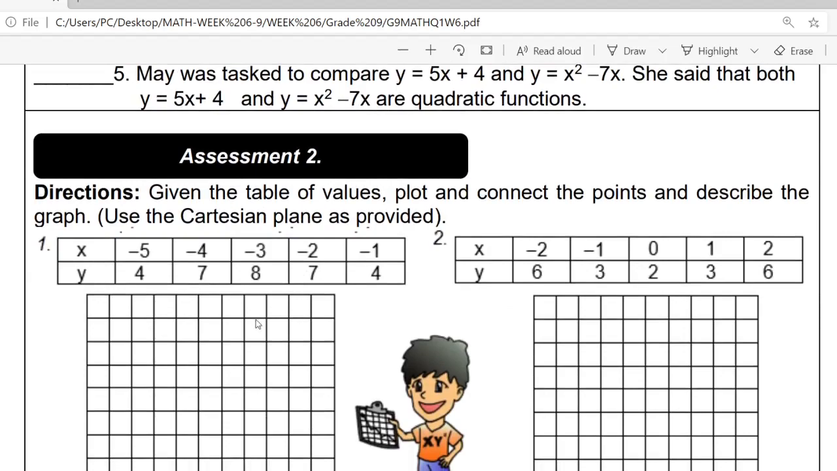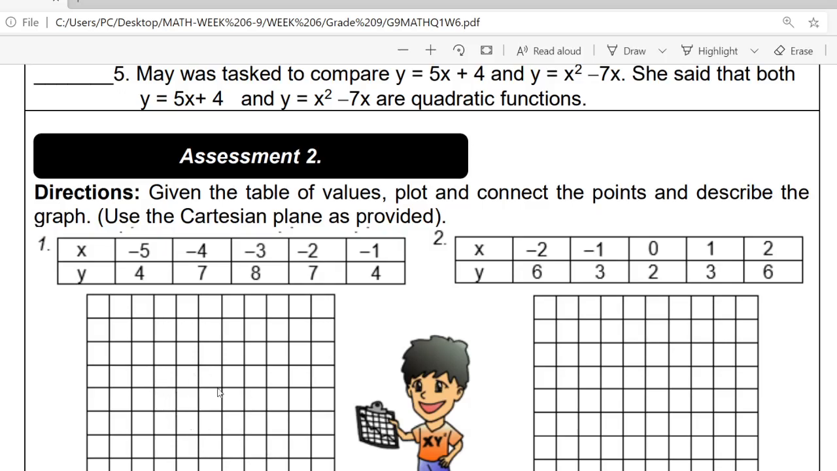In assessment 2, given the table of values, plot and connect the points and describe the graph. To graph this function, this table of values, you have to put the y-axis and the x-axis first. So you have to write first where your x-axis and your y-axis are. Then label. For example, if this is the center, then this is your positive 1, negative 1, negative 2, negative 3, negative 4. Going up, we have positive 1, 2, 3, 4, like that. Going down, you have negative 1, negative 2, and so on.